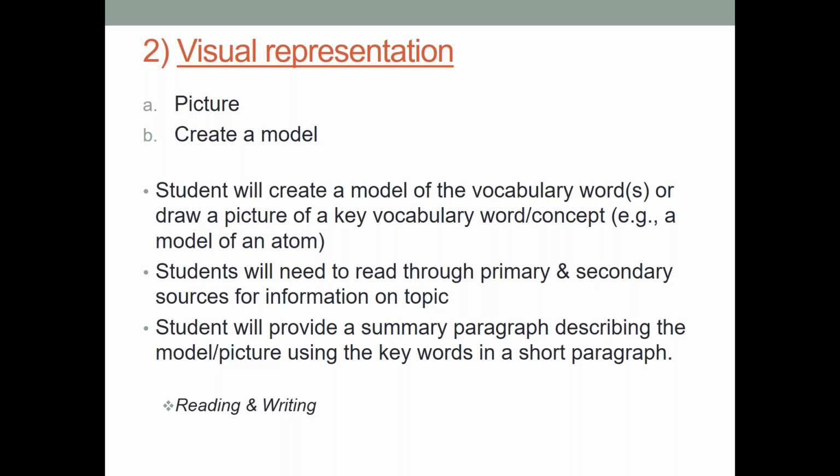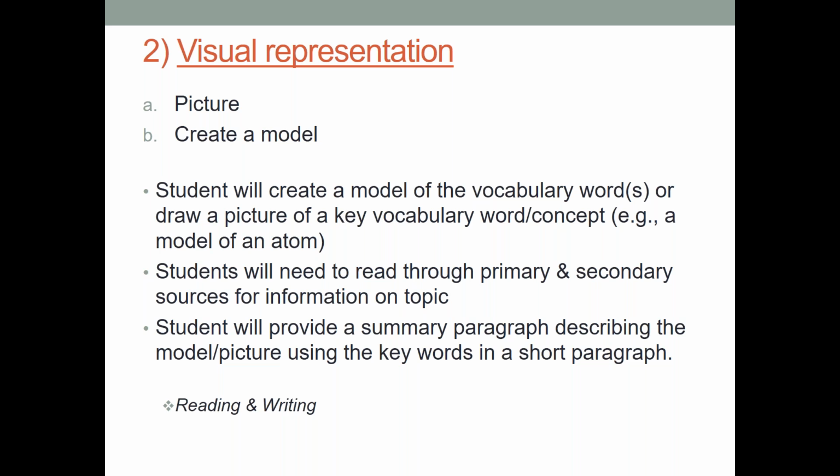So the visual representation would just really be any type of picture that the child has drawn or model that the student has created with the vocabulary words in mind. So they're going to select a vocabulary word, or maybe the teacher might say, okay, well, that idea would be good, but you need to incorporate 5 words into your project here. So they can decide with the teacher what would be appropriate in terms of number of vocabulary words. So basically the student's going to create a model based on the vocabulary word or draw a picture.